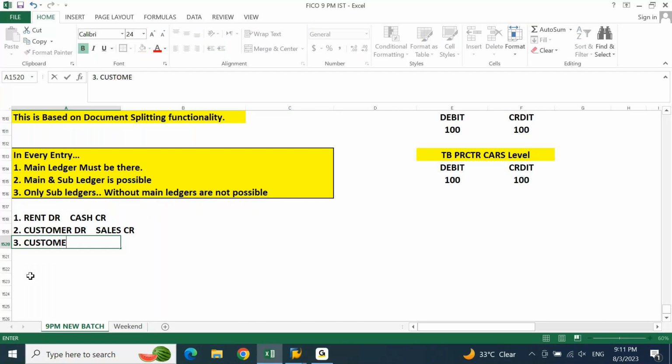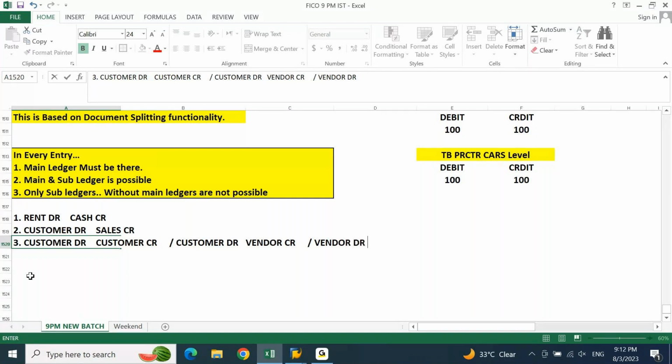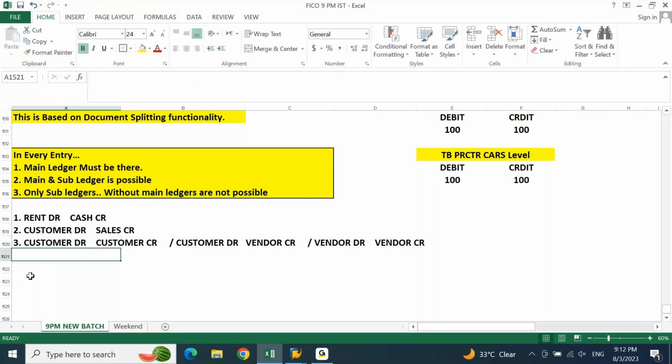Point number three, either customer debit, customer credit, or customer debit, vendor credit, or vendor debit, vendor credit. In short, subledger to subledger. These kinds of entries cannot be there, because I cannot debit and credit my customer account. If I'm debiting customer and crediting customer, then I'm not able to input profit center, as the profit center field is not applicable for subledger.